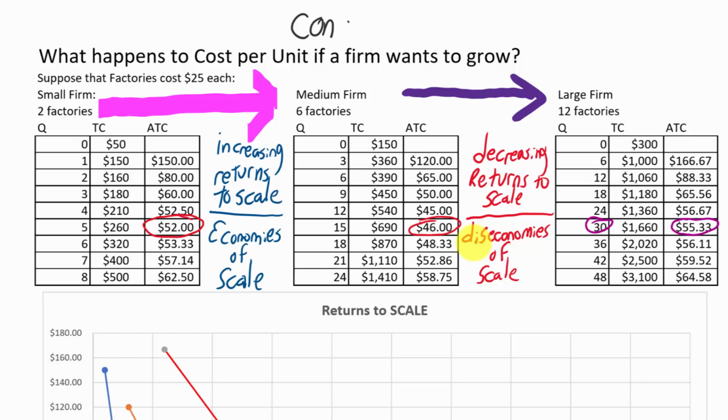So constant returns to scale would be if you get bigger and then you discover that your average total cost, your cost per unit, just stays the same. So there's no benefit to scaling up your business and getting bigger, and there's no bad thing happening either.